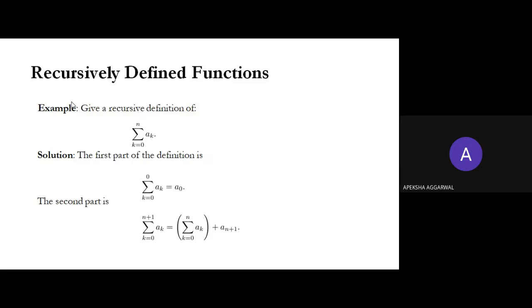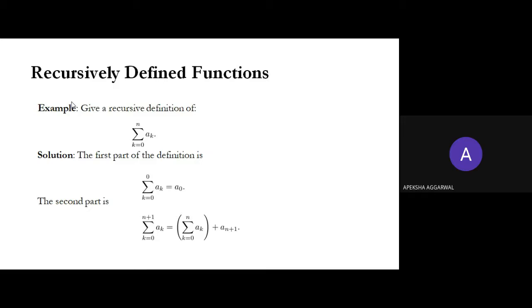Now, recursively defined functions: the recursive definition of summation from 0 to n. The first term from 0 to n would be a0, so the summation at the first step is a0 itself. And the second part is: summation from 0 to n plus 1 would be summation from 0 to n plus a(n+1), sorry. Right? This is also again a recursive definition of summation.